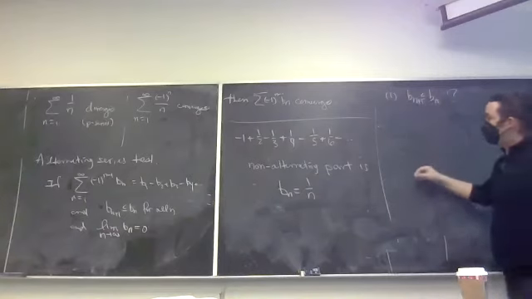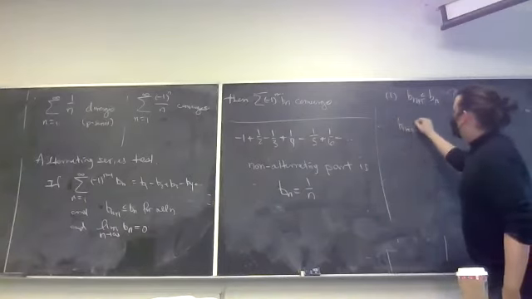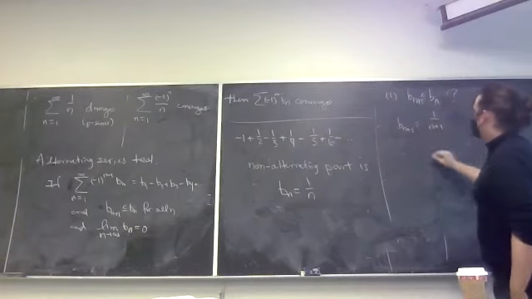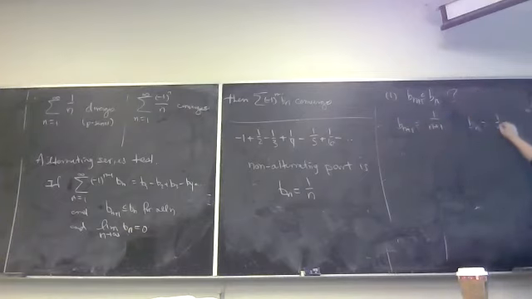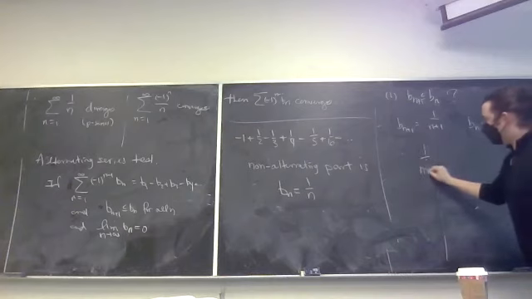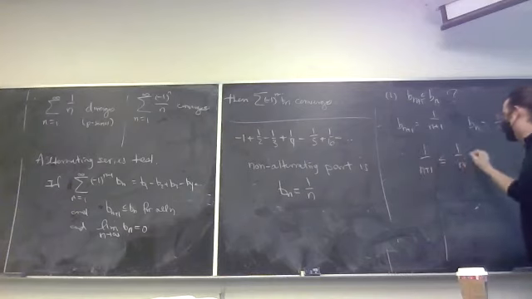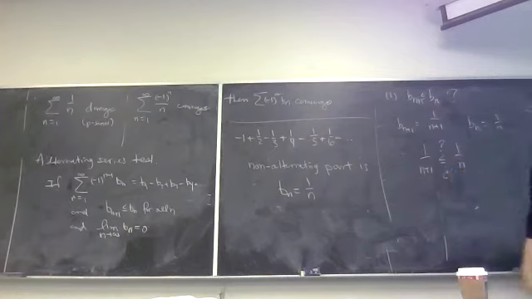So you write down the formula. b(n+1) is equal to 1 over n plus 1. b(n) is equal to 1 over n. Is it the case that 1 over n plus 1 is less than or equal to 1 over n? Sure, right? A bigger number makes a smaller fraction. Check. Condition 1 of the alternating series test is true.